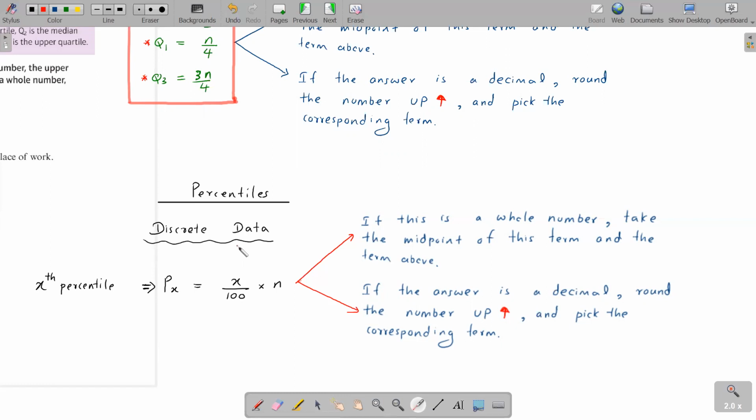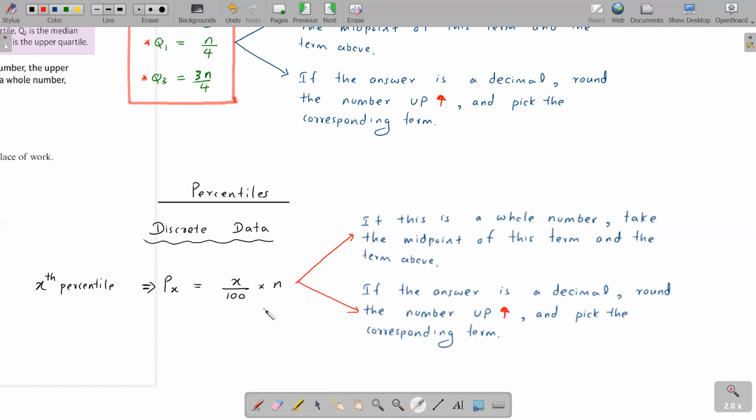Guys, the question we did previously was with continuous data. I'm just giving you the quick note. What if you get percentiles for discrete data? For discrete data, this is the way you follow. You use the same equation. So if it is 10%, then X is 10, and N is the total number of data points. Whatever answer you get, if it's a whole number, you take the midpoint of that term and the term above. But if it is a decimal, you round the number up and pick the corresponding term.